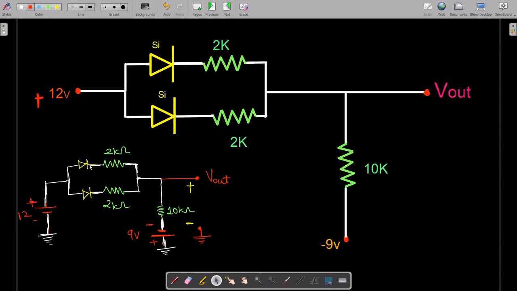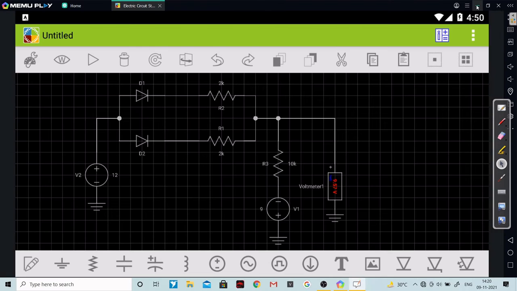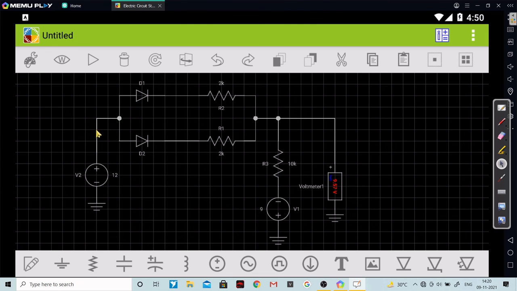As you can see, the connection is almost the same. That 12 volts is connected to these two diodes. Then we have 2k resistors connected in parallel. This is a 10 kilo ohm resistor, this is minus 9 volts, and this is your V out. I hope that you can do the connection on your own.